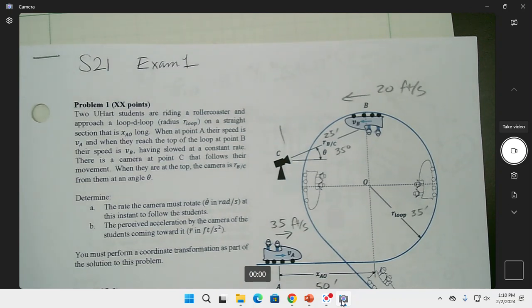And when they reach the top of the loop at B, all the way up here, their speed is VB. Okay, so they had a speed here, and now they have a speed here, and this is a distance right there. Are they about to tell us about having slowed at a constant rate? Okay, so constant deceleration is what we read into that.